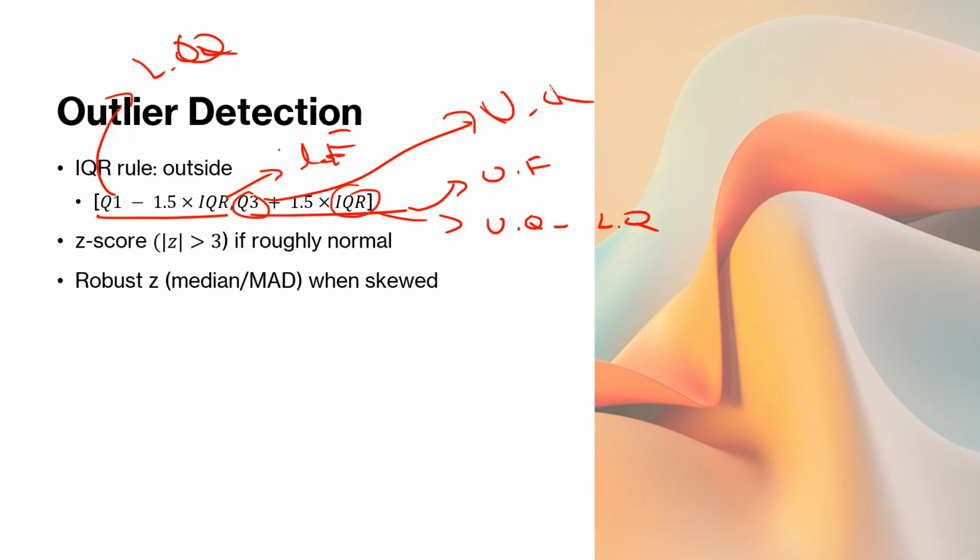So any value that goes below this lower fence, that is this value that you have computed, is going to be considered as an outlier. And any value that goes beyond this value here of Q3 plus 1.5 times IQR will be considered as an outlier again.